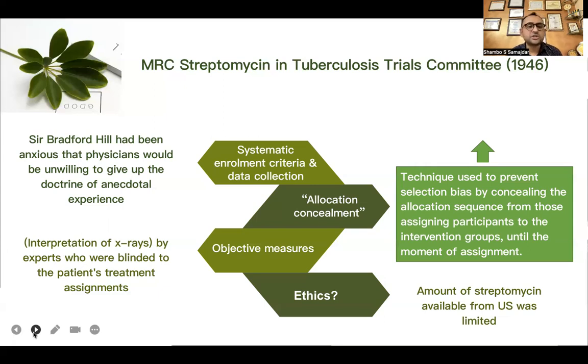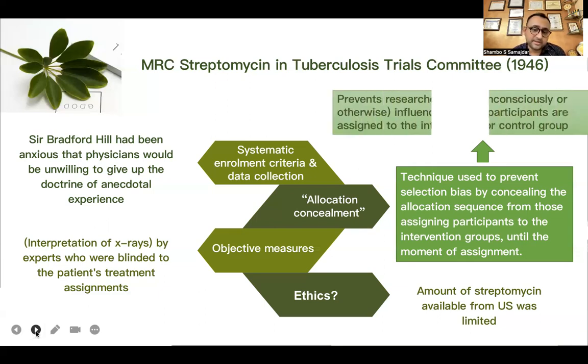And also there was a lot of discussion on ethics, because some amount of streptomycin was already available from the US and it was used for the treatment of tuberculosis, and it was found to be a part of the standard of care. So how could this trial go on without providing streptomycin to a group of tuberculosis patients where it is already available? But as the amount of streptomycin available from the US was limited and restricted, that was the ethical reason by which they could convince their ethical committees.